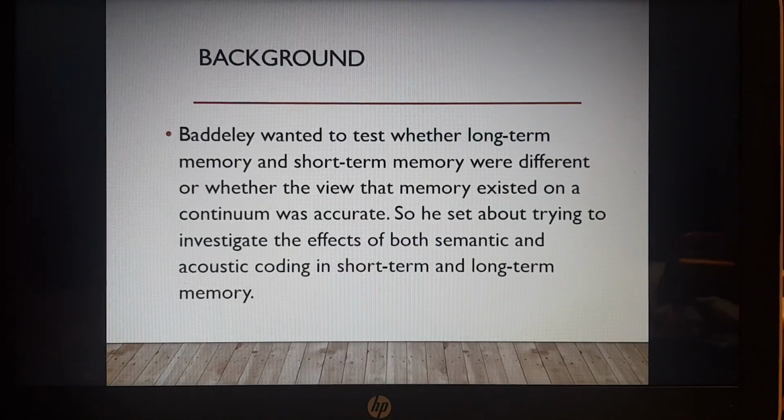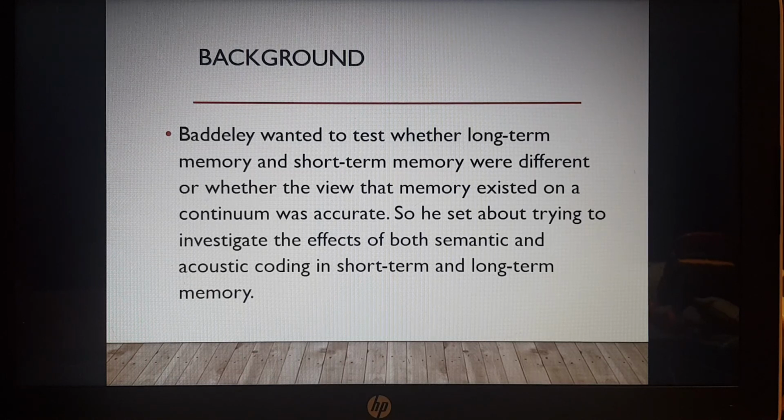So a little bit of background really on why this study was carried out by Baddeley. Baddeley wanted to see whether long-term memory and short-term memory were different, or whether the view that memory existed on a continuum was accurate. So Baddeley wanted to investigate the effects of both semantic and acoustic coding. In other words, how is information processed and coded in short-term and long-term memory?